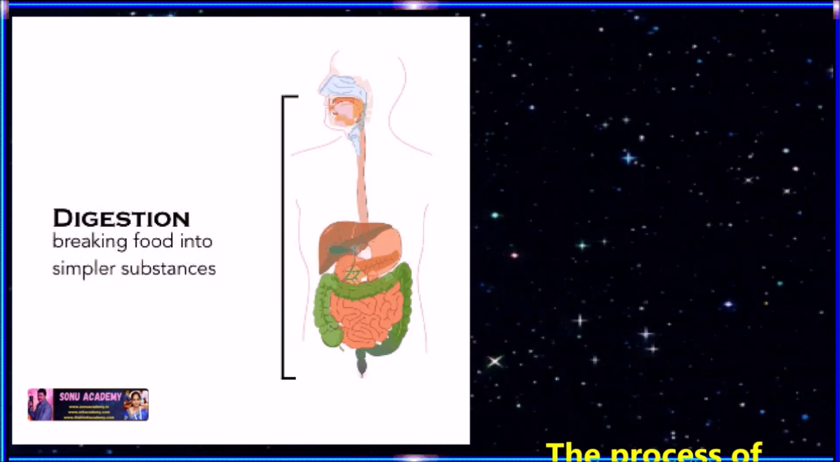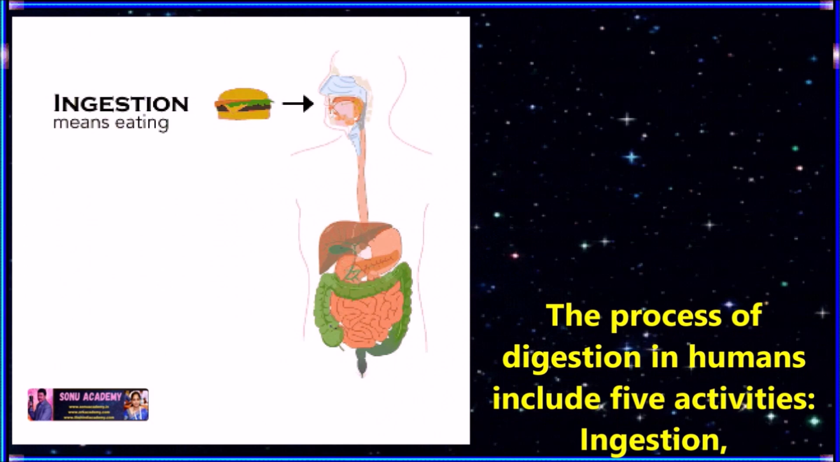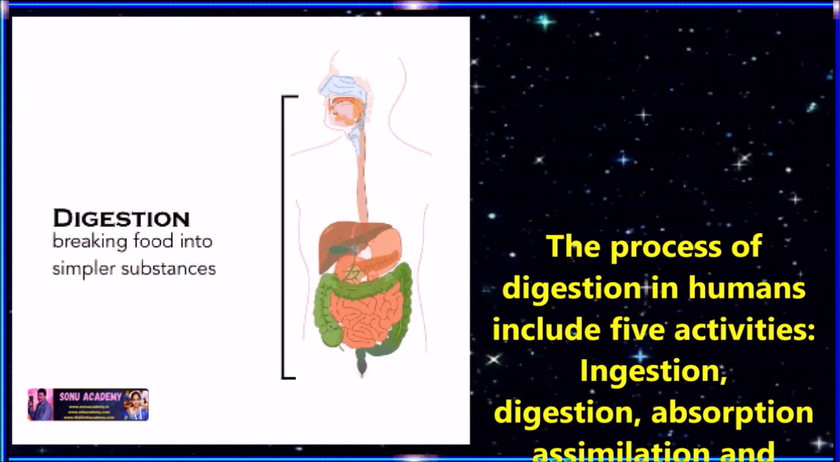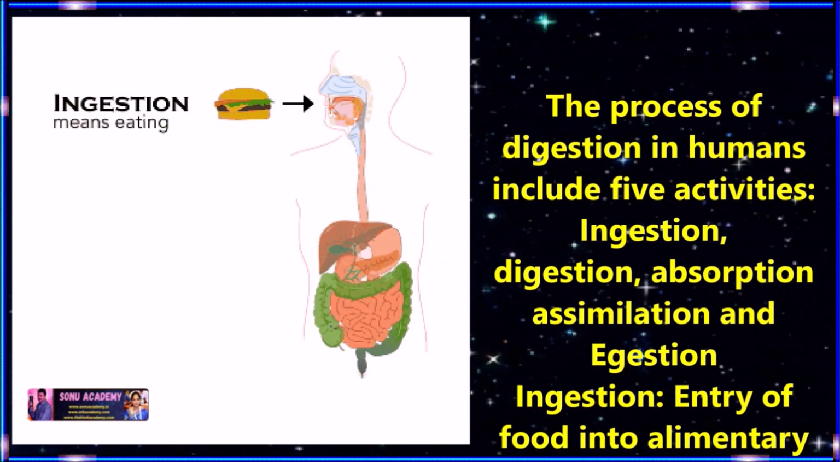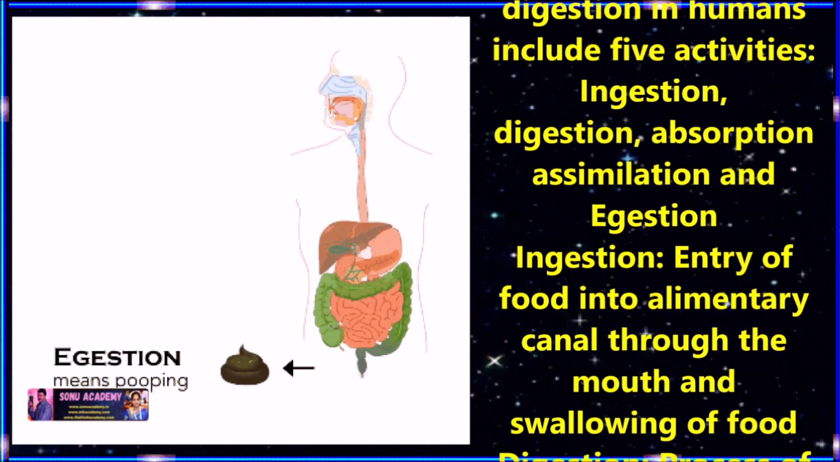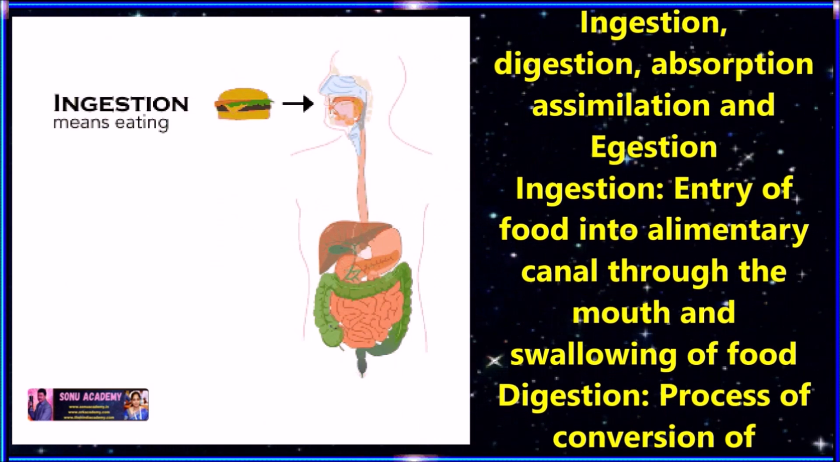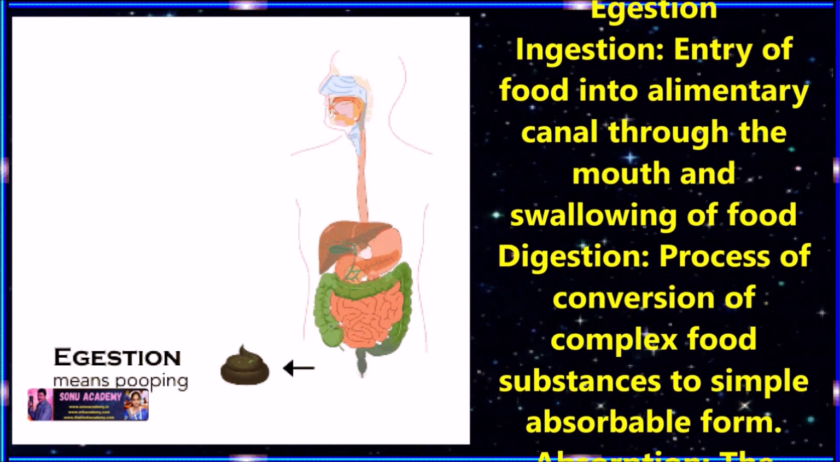Children, now let us discuss in detail about the human digestive system. The human digestive system mainly involves five steps, which are called ingestion, digestion, absorption, assimilation and egestion. Let us discuss ingestion. Ingestion is the first step. The food enters into the alimentary canal through the mouth and is swallowed.